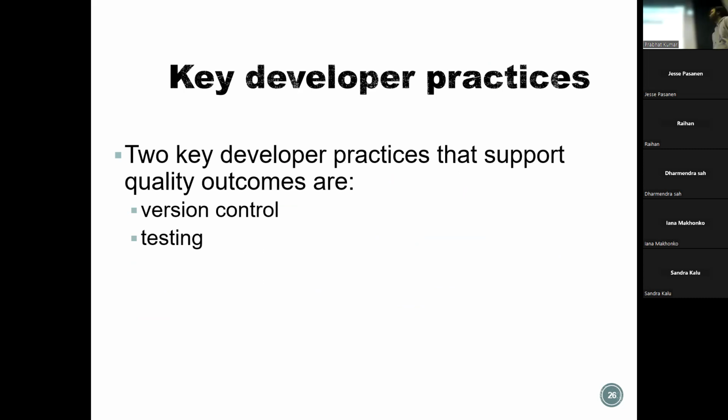There are two things that you need to focus on as a key developer. The first one is version control and testing. So we are talking about how, when we are working as a developer, we can claim the software has high quality. What can we do when we are developing the whole software? The first one is version control, and the second one is testing.